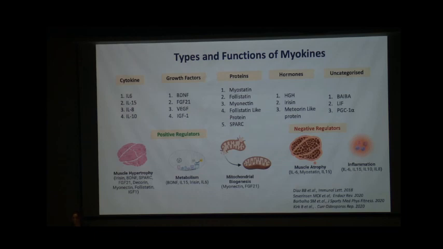In muscle atrophy, myostatin is a key player, and it degrades protein in the muscle. Because of it, muscle mass decreases. There are also some inflammation inducers such as IL-15, IL-10, and IL-8.